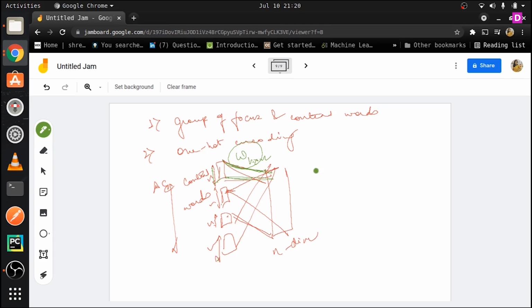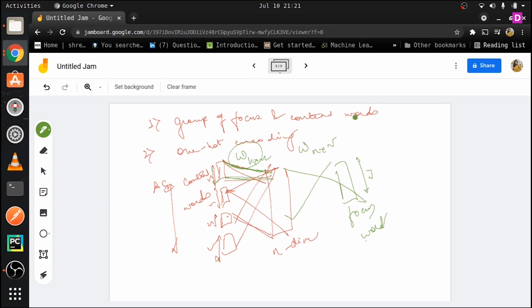So now this will finally be connected to your focus word, because from the context words you have to predict your focus word. That is the whole point of CBOW. So now this focus word is again of v dimension, so this will all be fully connected. So in that case, what weight matrix are you getting?